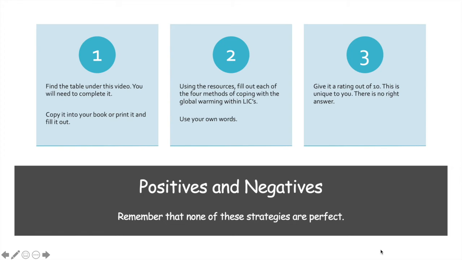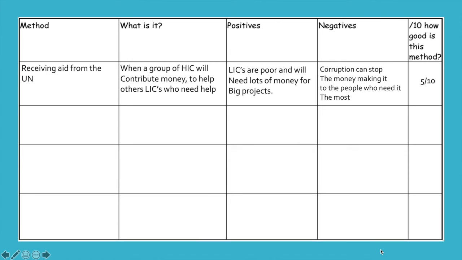So number 2, using the resources, fill out each of the 4 methods of coping with global warming, okay? Number 3, you give this a rating out of 10. There's no right answer. This is down to you and what you think it's worth. Like, how valuable do you think this option is? I've got one on the next page for you to see. Here we go. So, method. This is an example. You don't have to use the same positives. You don't have to use the same negatives. There's lots of each. And the rating is down to you.